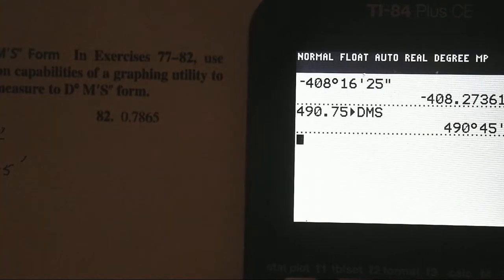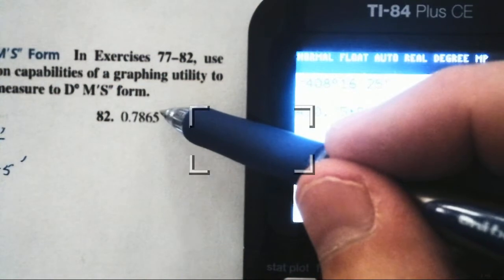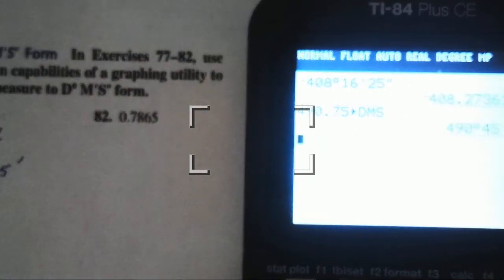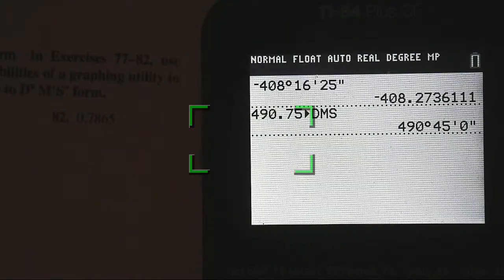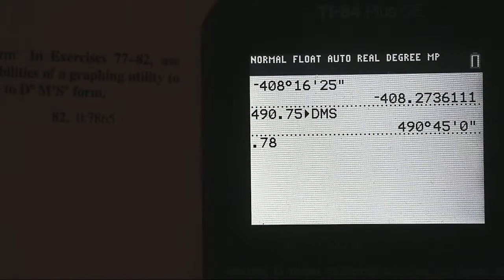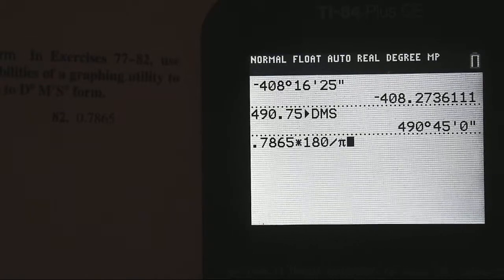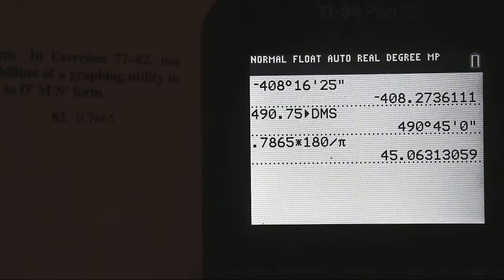Now, this one, notice, no degree symbol. So I need to convert that to degrees first. Let's try this again. I'm going to take that 0.7865. I want to introduce degrees, so times 180. I want to cancel radians, divided by pi, and I get this. So there's 45 degrees, and now I'm ready to convert to degrees, minutes, seconds.